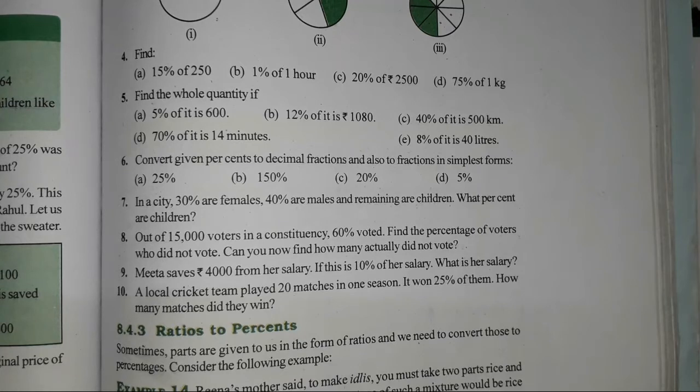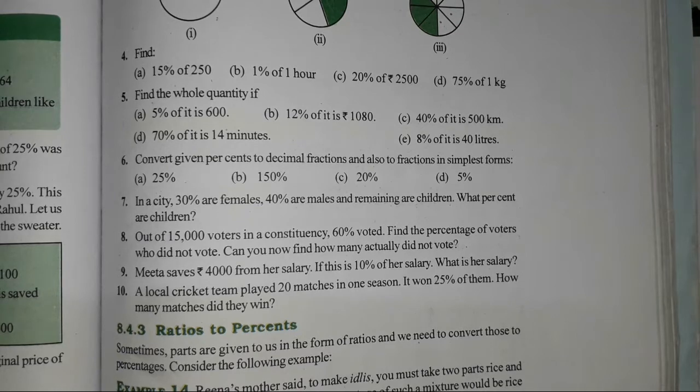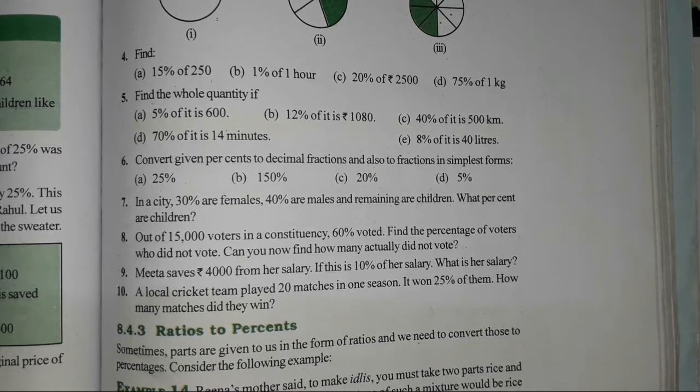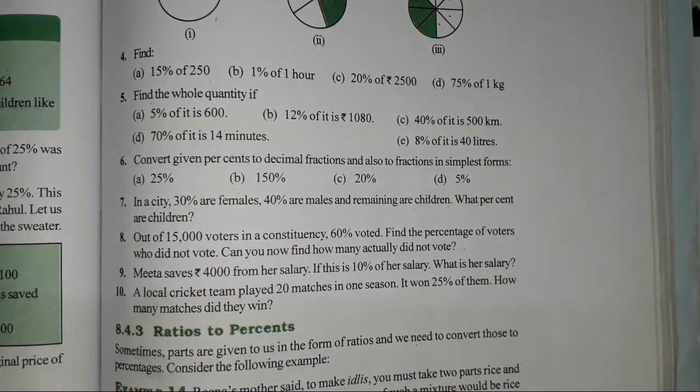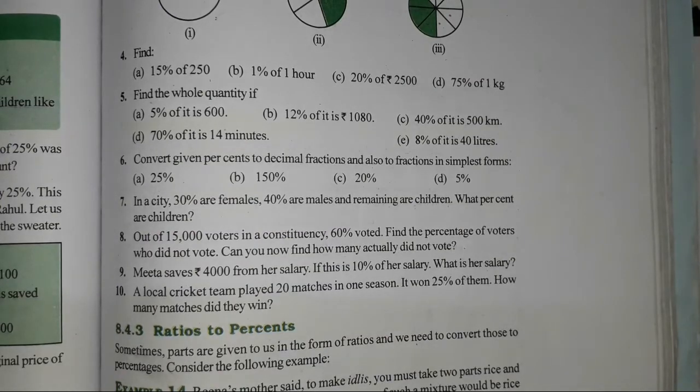In the previous question, that particular quantity or amount was given to us, and from that quantity we had to find some percentage of the amount, like 15% of 250, 1% of 1 hour, like that. But here it is given that 5% of it is 600.